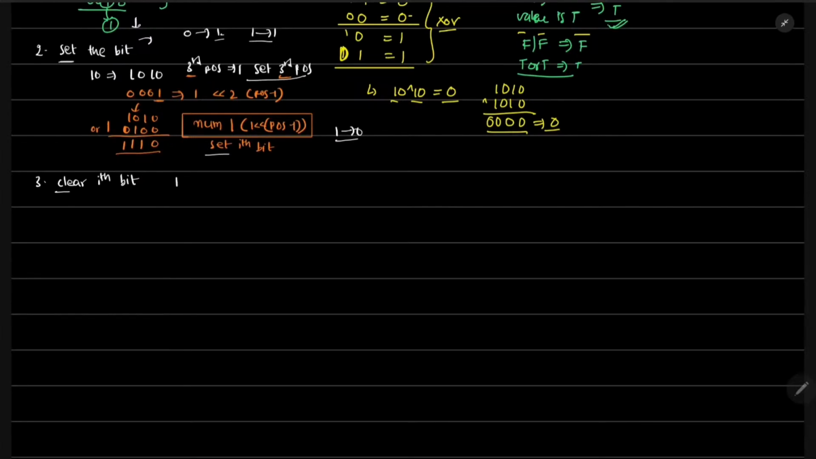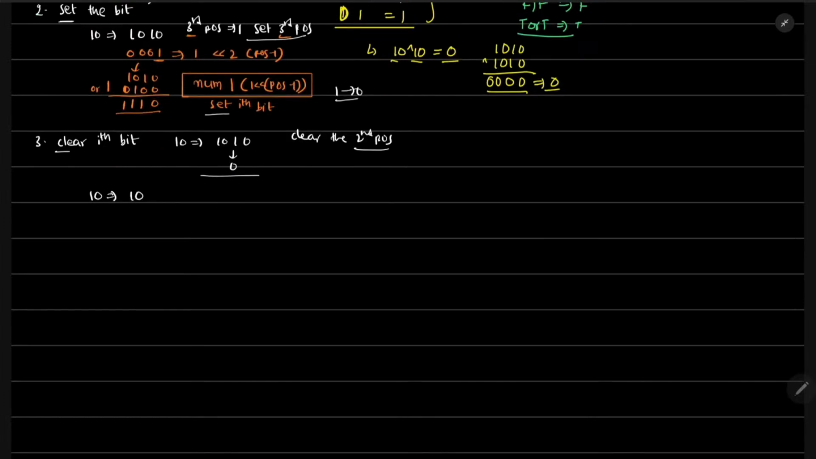So if there is 1010, I need to clear the second position. Then I need to convert this 1 to 0. So how do you do it? It's very easy. Take 1010. Now you know 0001, right? This is 1. Now you need to convert this second position, that is, you need to clear the second position. That means converting it to 0, right?